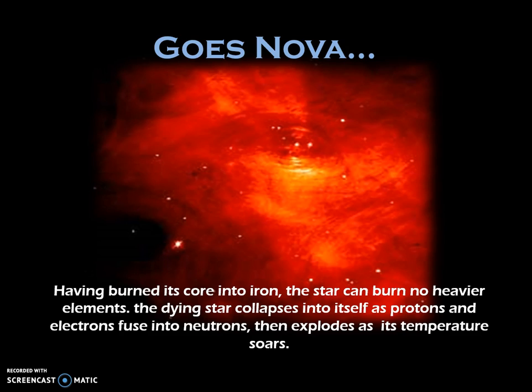Having burned the whole core into iron, the star can burn nothing else. The reaction ends spectacularly, and the dying star collapses into itself as protons and electrons fuse into neutrons, the heaviest atomic material there is, and then explodes as its temperature soars. Neutrons are not stable. Think chemistry. You want to make something unstable and radioactive?